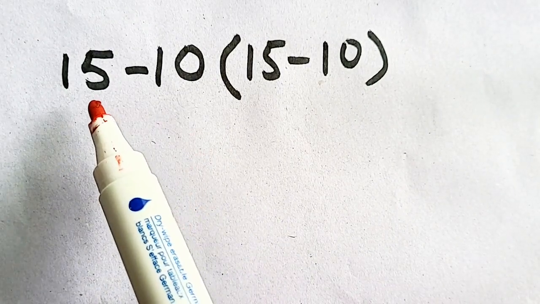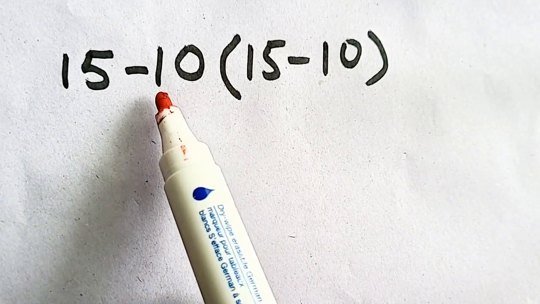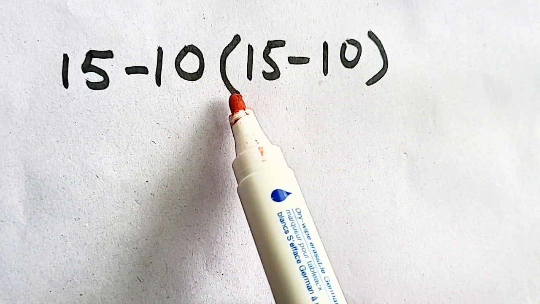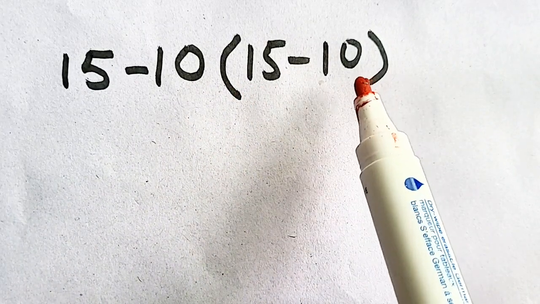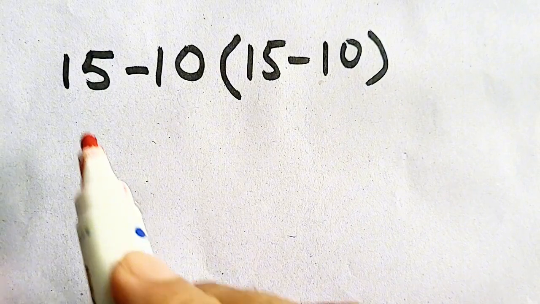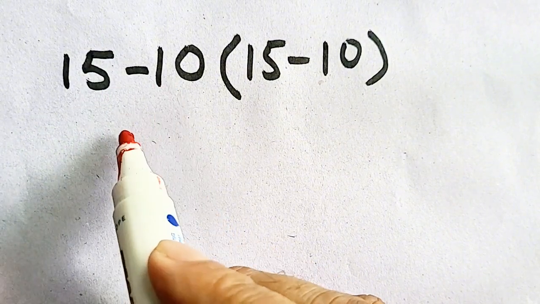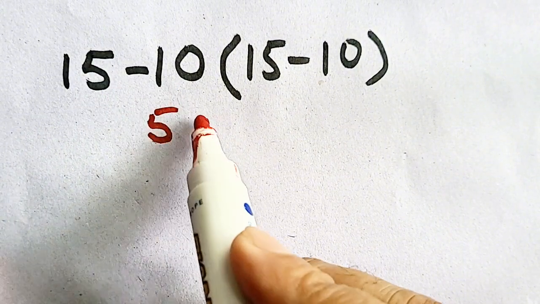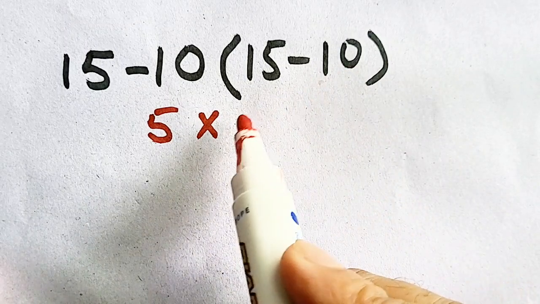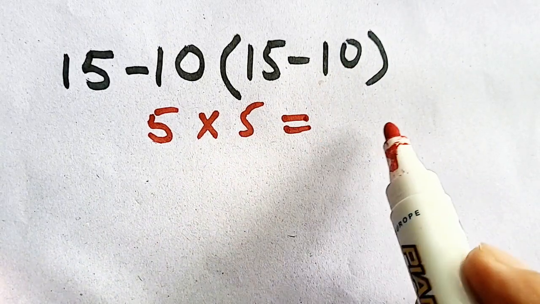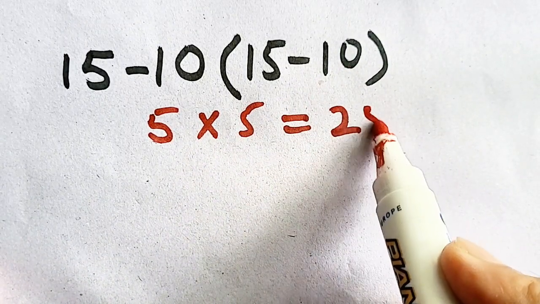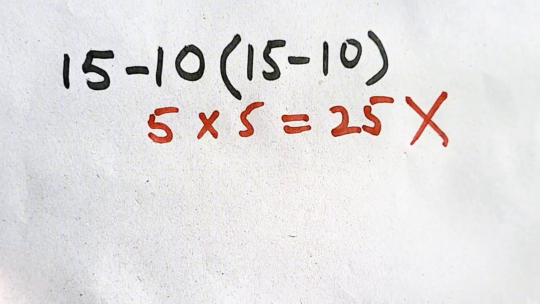I am here with a new interesting question. 15 minus 10(15 minus 10). So mostly the students do it this way: 15 minus 10 is equal to 5, multiplied by 15 minus 10, which is 5, and their answer will be equal to 25, which is wrong.